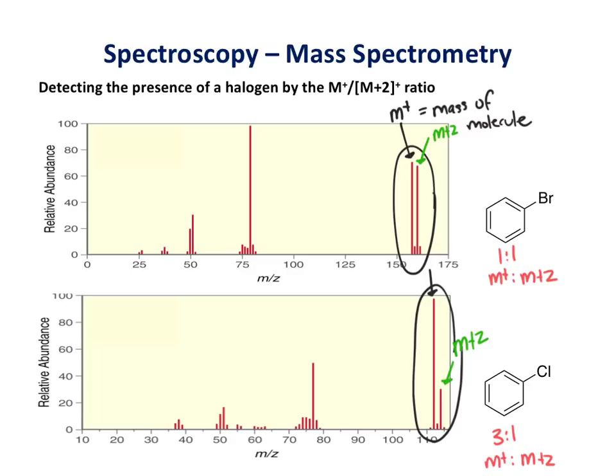It actually has to do with the natural abundance of the isotopes. So the bromine, 79 and 81 isotopes are in a 1:1 natural abundance. The chlorine, what is it, 35 and 37, they're in a 3:1 natural abundance.